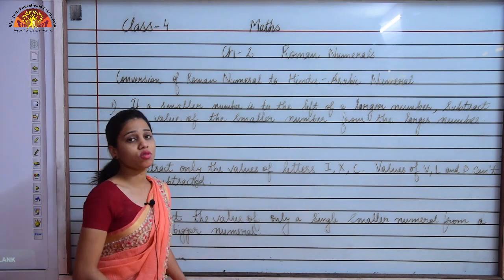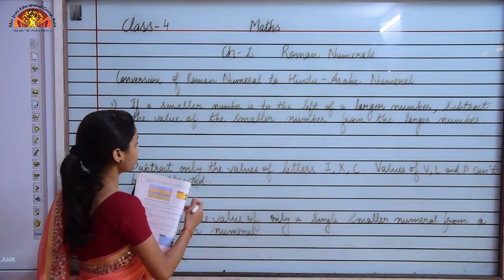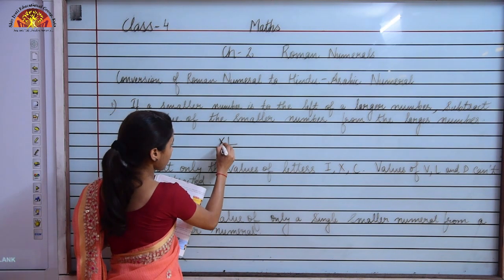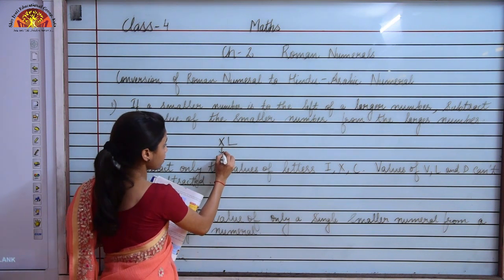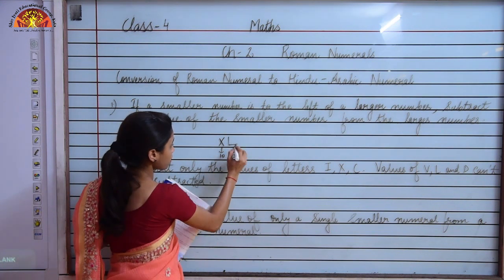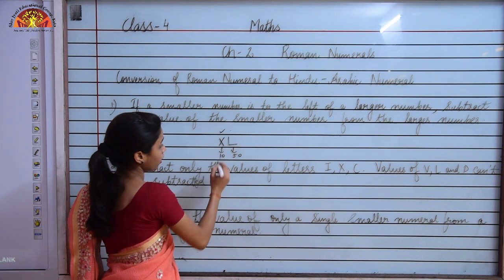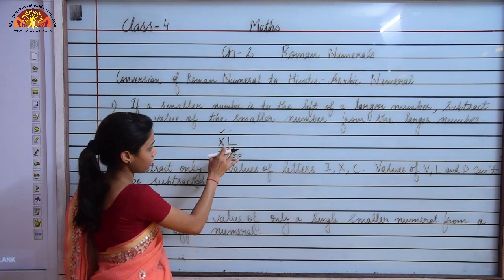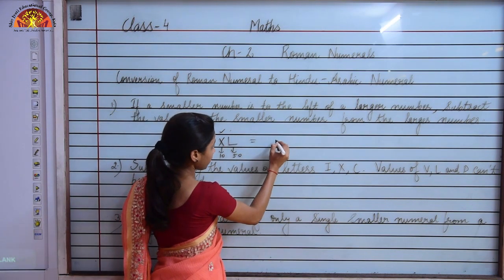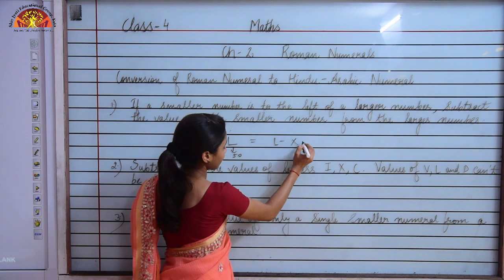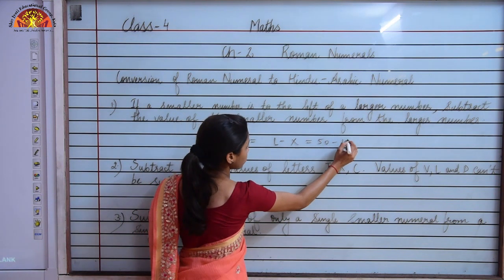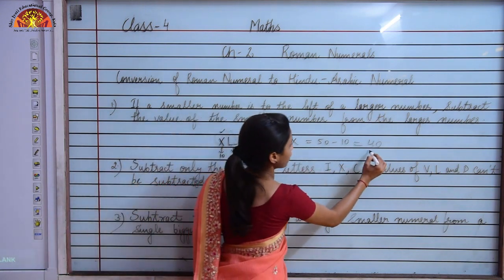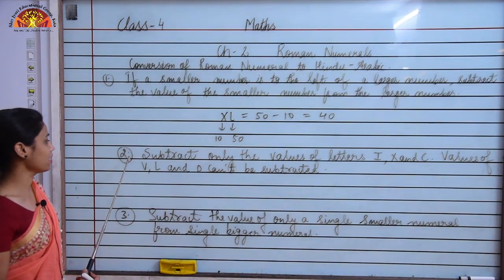Now let me explain this rule with the help of an example. If I have written XL, now this X means 10 and L means 50. Now this is the smaller one and this is the larger one. Now if a smaller number is written to the left of the larger one, then what I have to do? I will subtract this 10 from L, that is 50 minus 10. So it will be 40. Therefore, XL means 40.